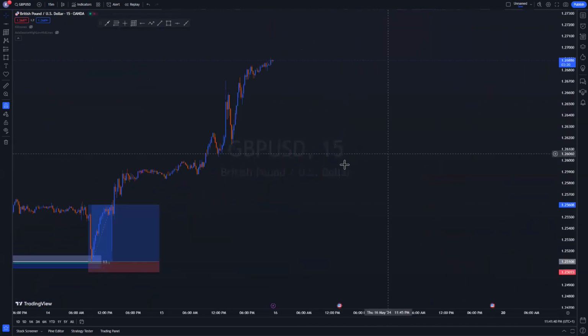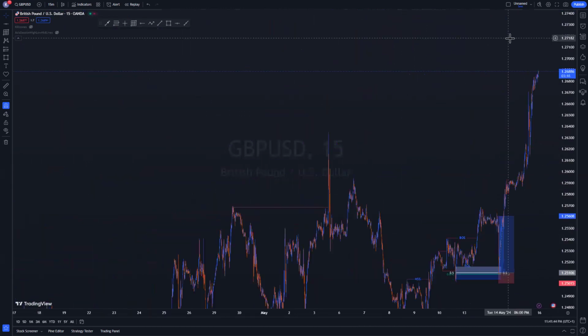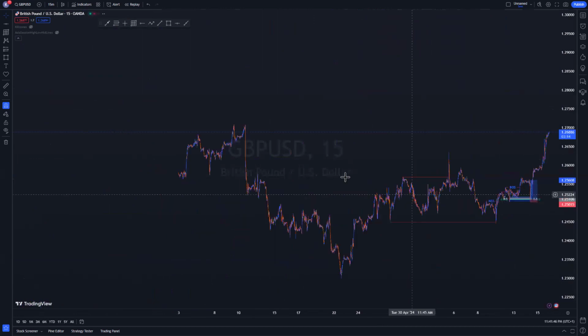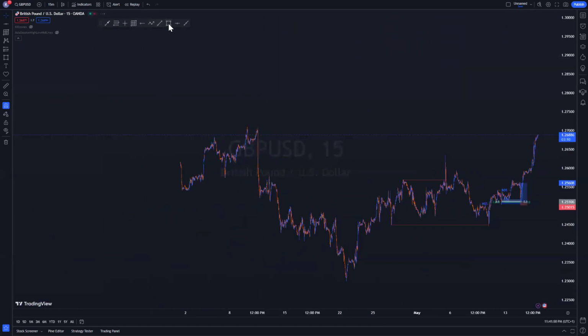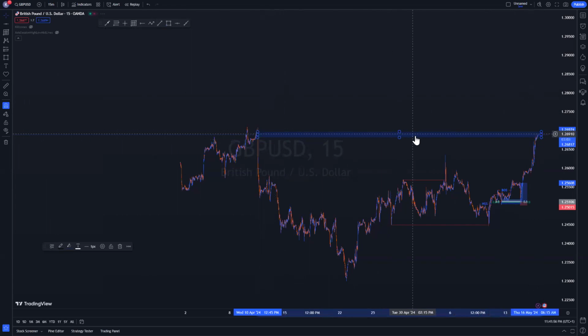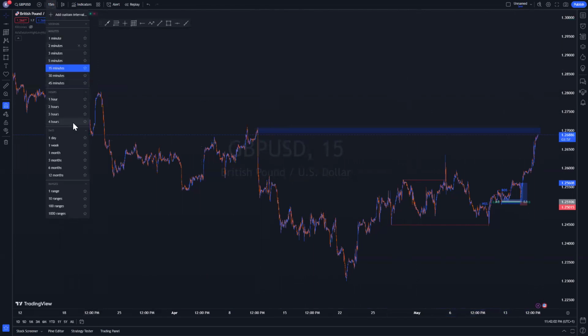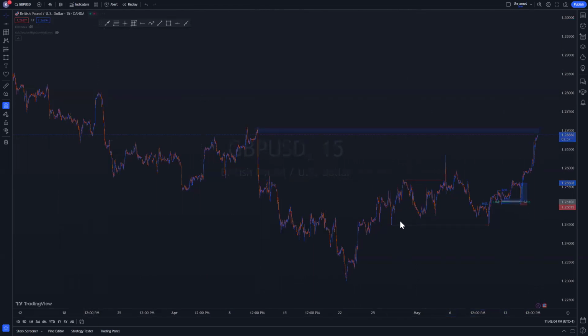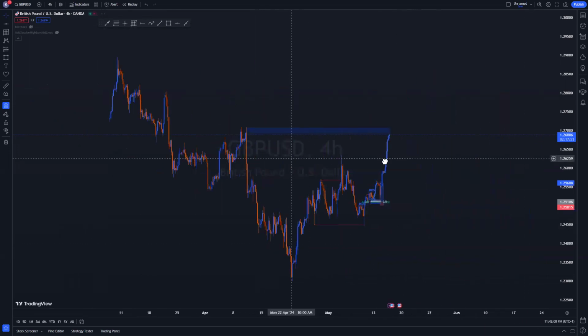Now, if we are to look at current structure, possibly we have price reversing from here, which is very much possible. Guys, it's very, very much possible we'll have price reverse from this zone right here. Why is that? Let's look at the H4 for something very, very clear.